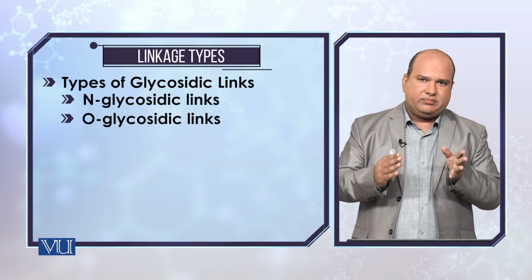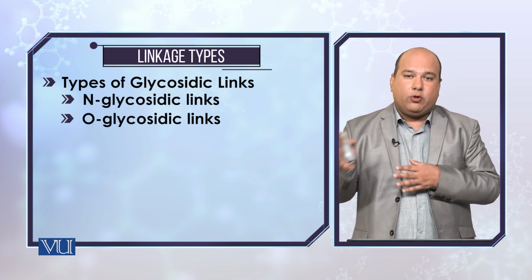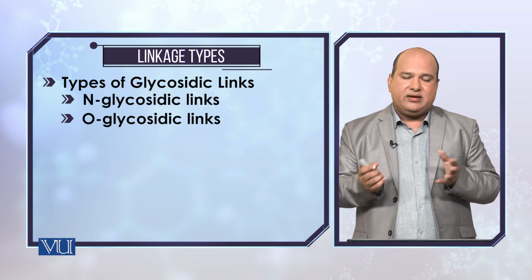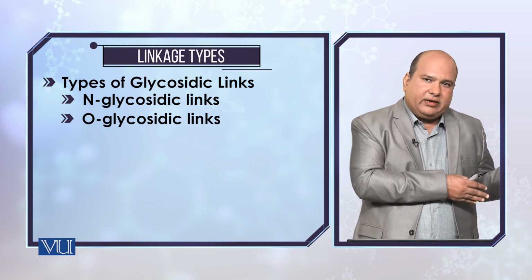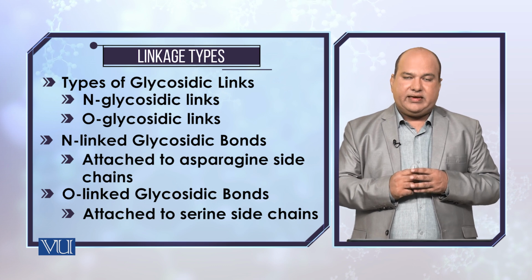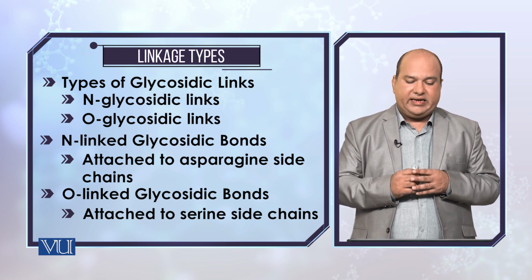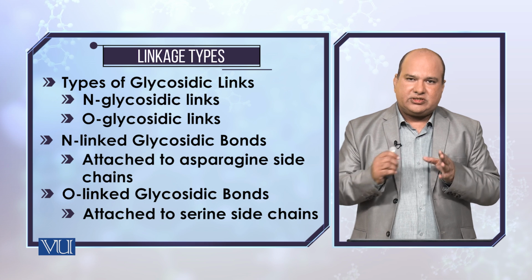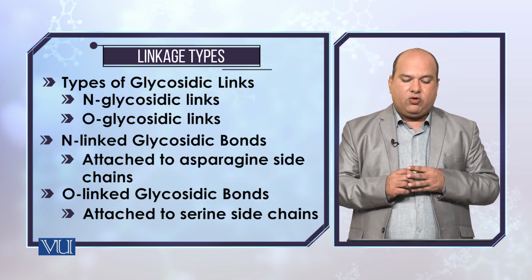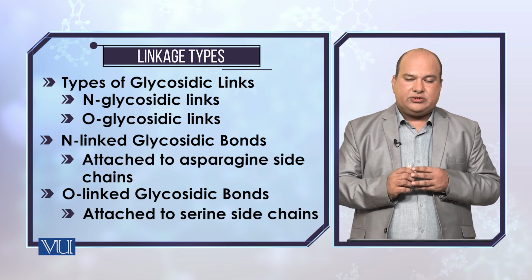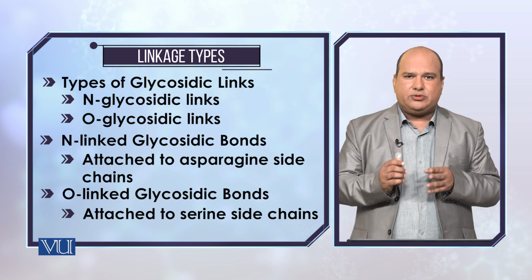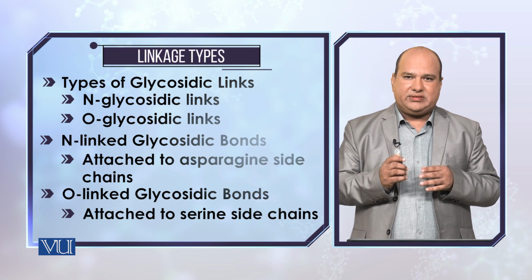Rather, I mean, O-glycosidic linkage was even more common in the case of what we have just seen in the case of proteoglycans. The N-linked glycosidic linkage attaches the asparagine side chain to the carbohydrate moiety, while the O-glycosidic linkage attaches to the serine side chain most of the time, or sometimes to the threonine amino acid side chain.